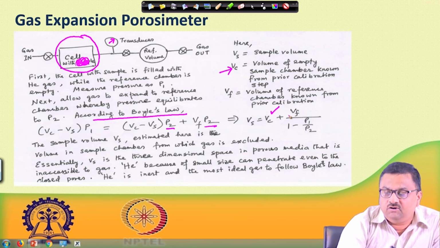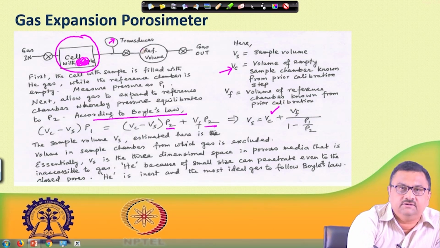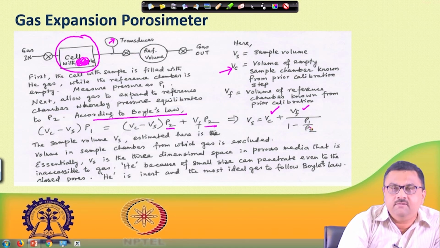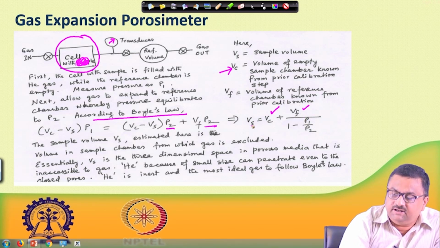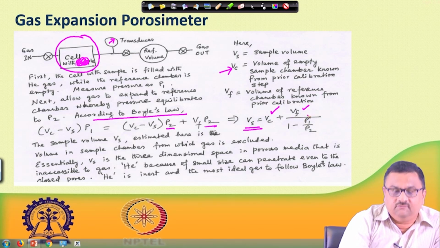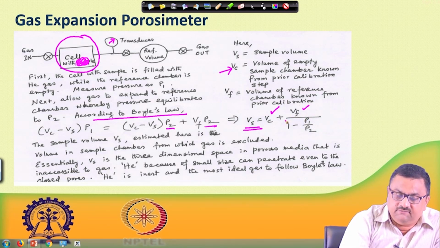Vf is the volume of the reference cell. So, that also is your creation, you know that, and you have made this measurement of P1 and P2. So, you know what is P1, what is P2. So, with this you can find out what is the Vs, volume of the sample. So, now what is the volume of the sample?